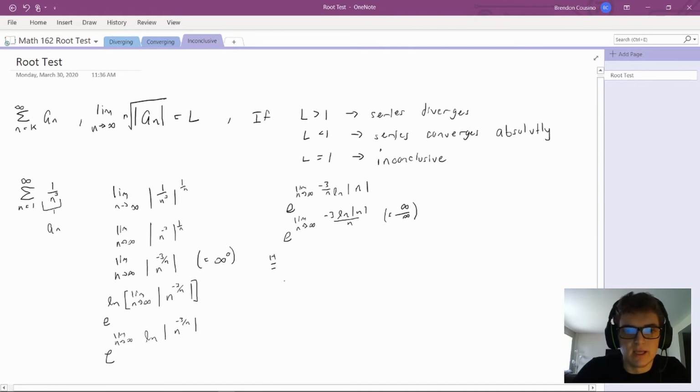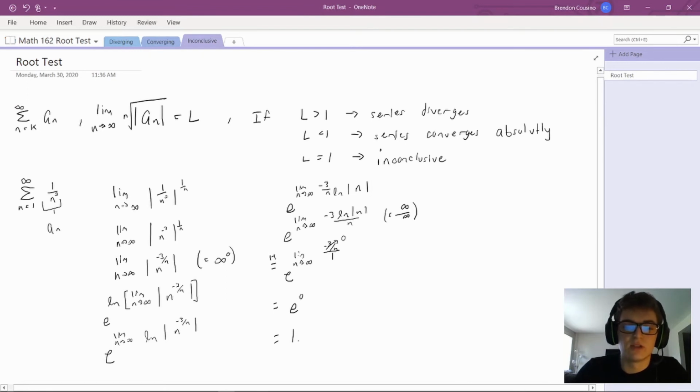So we end up getting e to the limit as n approaches infinity. L'Hospital's rule says we take the derivative of the top and then the derivative of the bottom. The derivative of the top is negative 3 over n, divided by the derivative of the bottom, which is 1. Now when we take this limit, we end up with negative 3 over infinity, which approaches 0, and divided by 1 is still 0. So we end up with e to the 0, which is equal to 1.